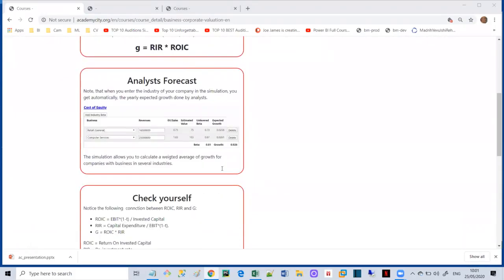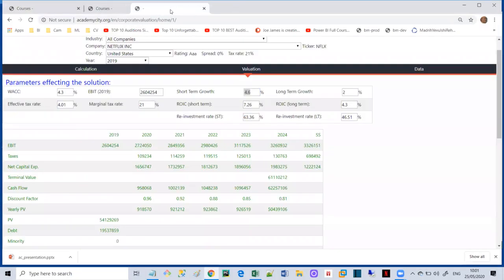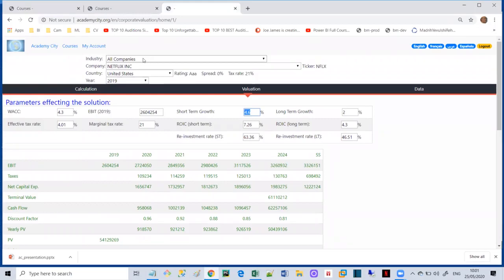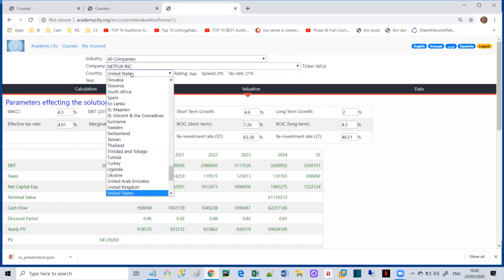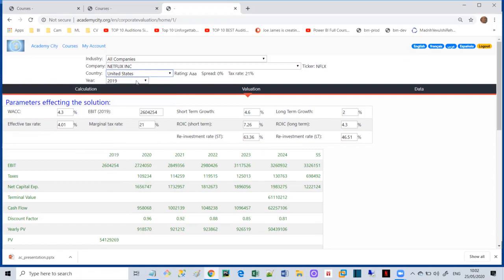Now, how do I do it in real life? That's why we have this simulation. I started by choosing the company. By the way, to remind you, you can choose from all the companies here, start typing your company, and just scroll until you find it. You choose the country, which for all of these is the US, and then you choose the year. The year is the last available annual report, which is 2019, since we are in 2020 now.